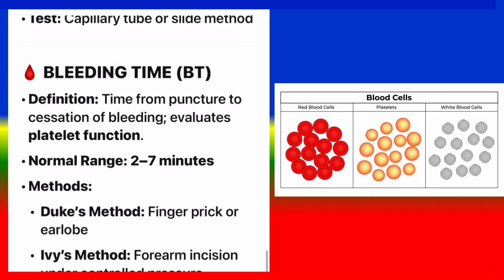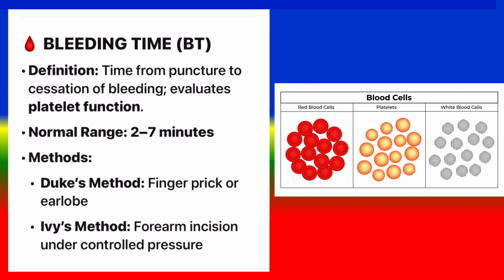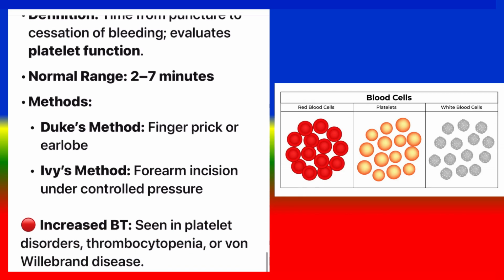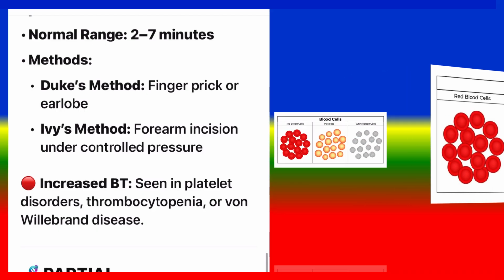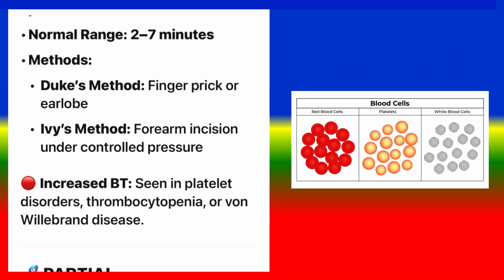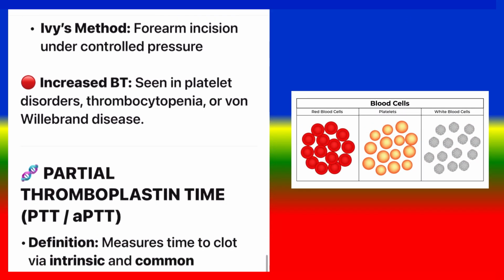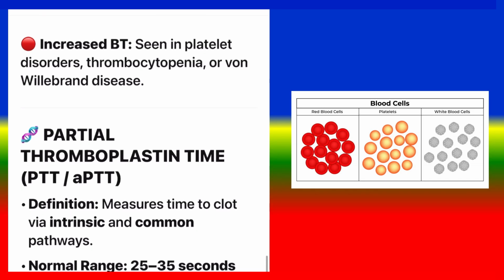Bleeding time, BT. Definition: time from puncture to cessation of bleeding, evaluates platelet function. Normal range, 2 to 7 minutes. Duke's method, finger prick or earlobe. Ivy's method, forearm incision under controlled pressure. Increased BT, seen in platelet disorders, thrombocytopenia, or von Willebrand disease.